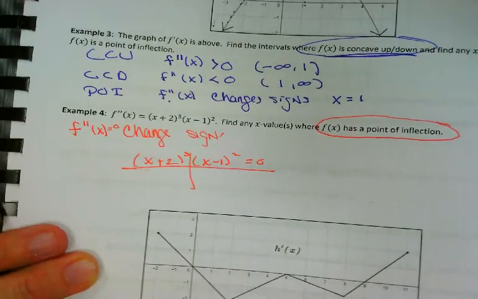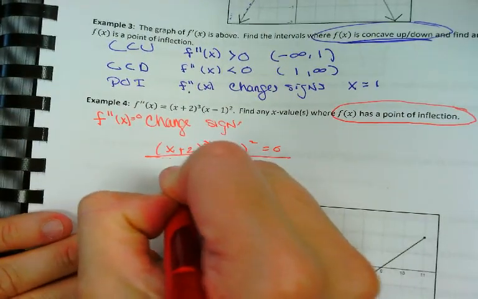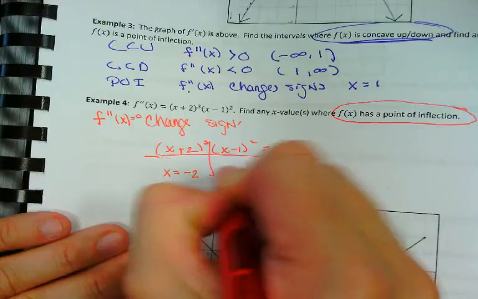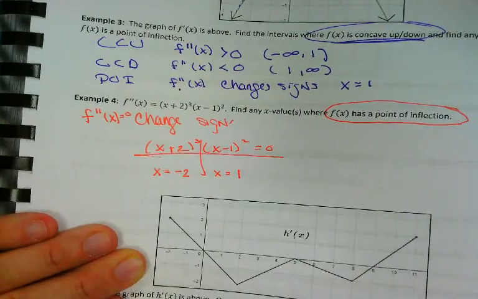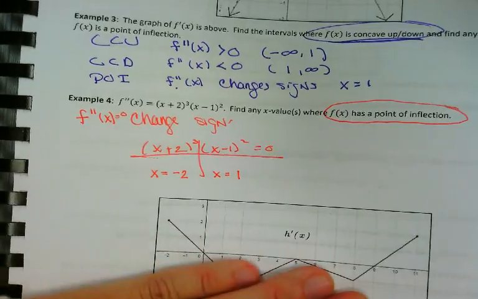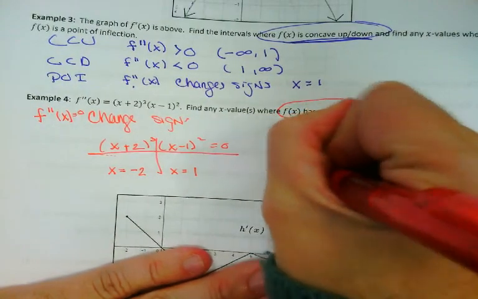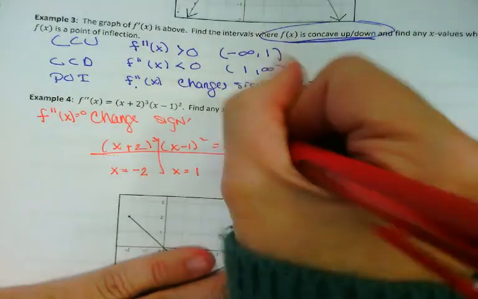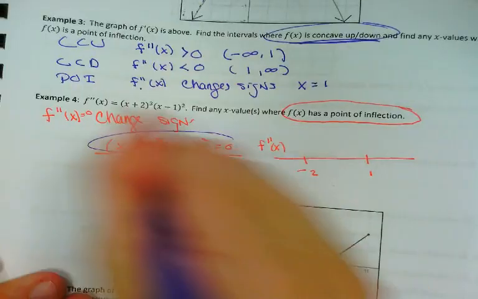Do those exponents matter? Not at all. I should get x equals -2 and x equals 1. Can I say those are points of inflection? Everyone say not yet. No, you have to make a sign chart. Take a minute and we'll see if we get the same thing. They're going back into F double prime.